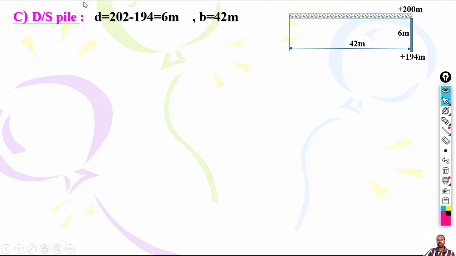Okay, downstream pile. For the downstream pile, you have floor level 200, then you have bottom level here, 194. If you subtract, then it will be 6 meter. Then you read out P over D, 42 over 6, 7, so 1 over alpha is 1 over 7. Then you can read this from Khosla's chart already.